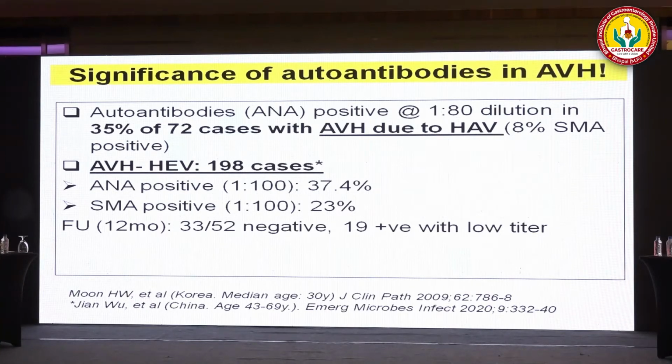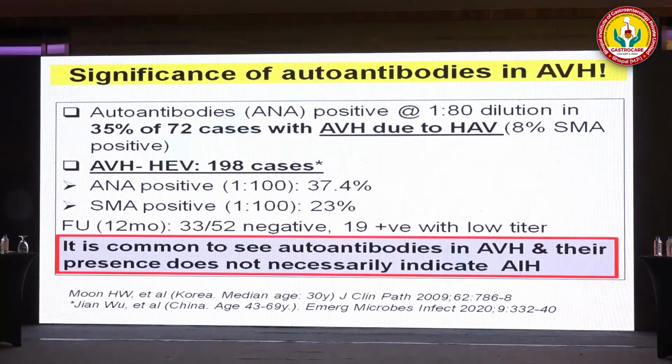One study has shown autoantibody positivity in acute hepatitis A in almost 35% of the cases, and the second study showed that in hepatitis E this figure is almost 37%. So what does it mean? It is common to see autoantibodies in acute viral hepatitis, and their presence does not necessarily indicate underlying autoimmune hepatitis.